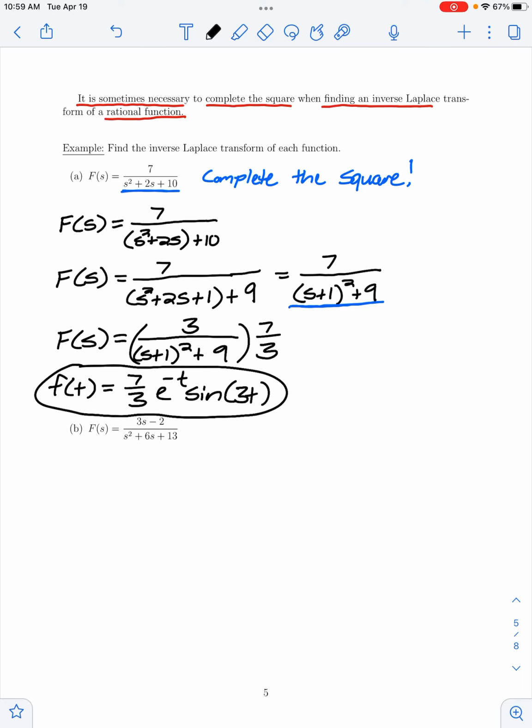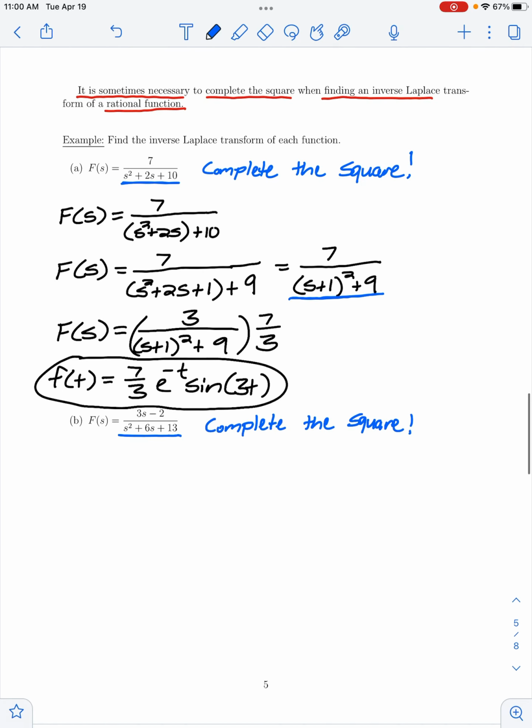And then similarly, looking at part B here, we have F of s is 3s minus 2 over s squared plus 6s plus 13. And so looking at that denominator, I see that I have a quadratic which cannot be factored down to linear terms, but is also not a sum or difference of squares. But if I complete the square, I can rewrite this as a sum of squares. So let's take a look at it.